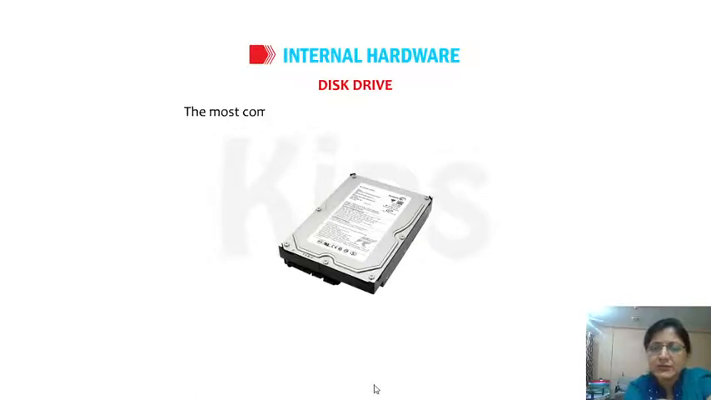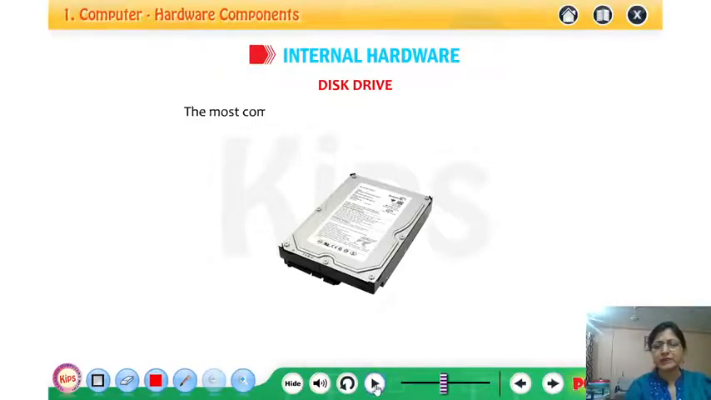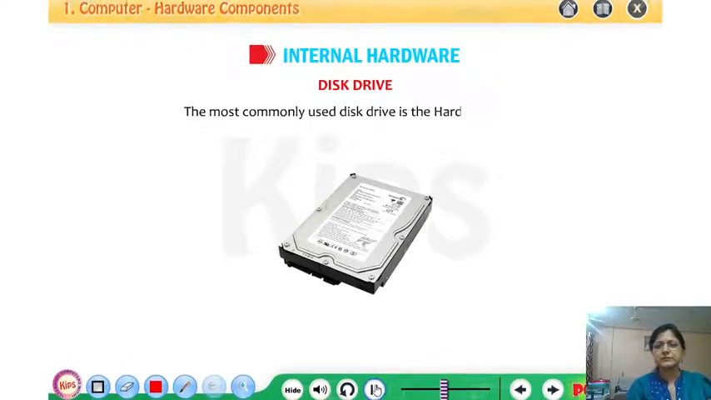Okay, because first of all it is portable, it can contain more information compared to a CD drive. Okay, and you don't have to invest in an additional drive to store data. So people prefer using pen drives now. Commonly used disk drive is a hard disk drive.